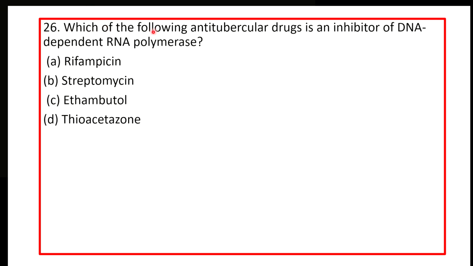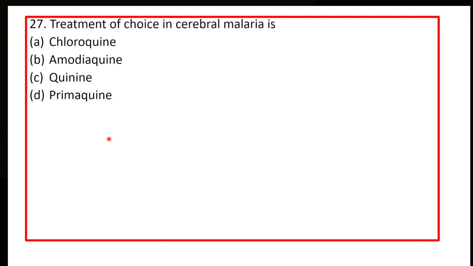Question number 26. Which of the following antitubercular drugs is an inhibitor of DNA dependent RNA polymerase? This is very confusing. You have to remember this category, and the options are rifampicin, streptomycin, ethambutol, thiacetazone. Here I will give you time to think about the answer, and I hope you are thinking right. The correct answer is A, rifampicin. It is the inhibitor of DNA dependent RNA polymerase.